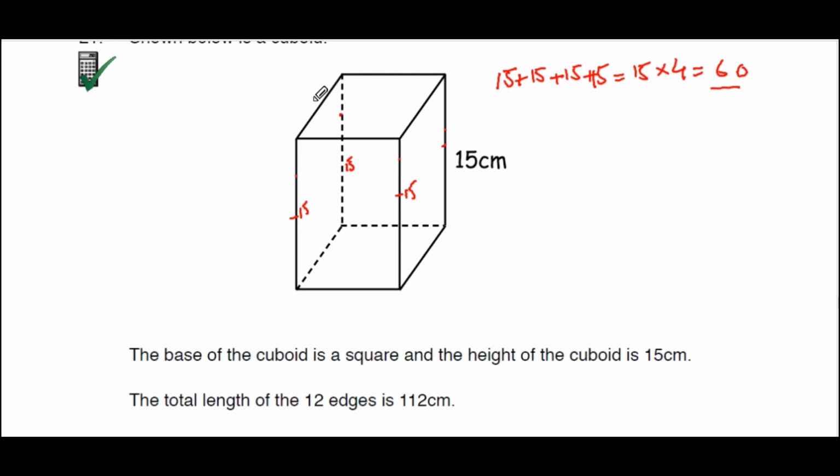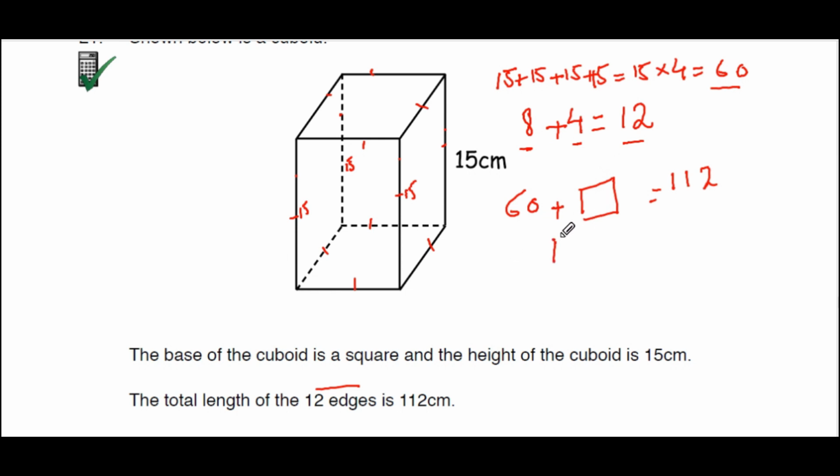But what about these lengths? These sides, 1, 2, 3, 4, 5, 6, 7, 8. So how many lengths are left now? 8. And how many do we know? 4. So it means the total number of edges is 12, right? What we are given over here is that the total length of the 12 edges is 112 centimeters. We know that the length of 4 edges is 60 centimeters. What will be the length of 8 edges? We need to find that.